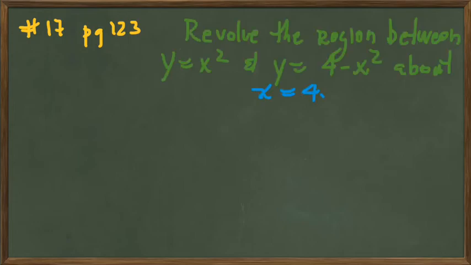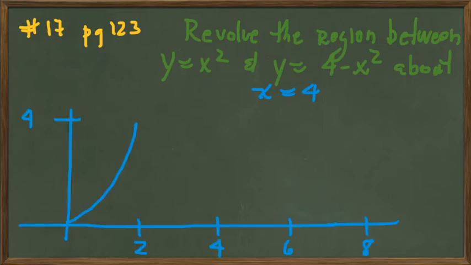So this problem is different than the previous two that we've done, because we were revolving not about the axis, where in both cases the radius was x, but now we're revolving about the line x equals 4. So let's draw what the region between these two curves looks like first. So y equals x squared looks roughly like this, and we're only putting that portion of it in.